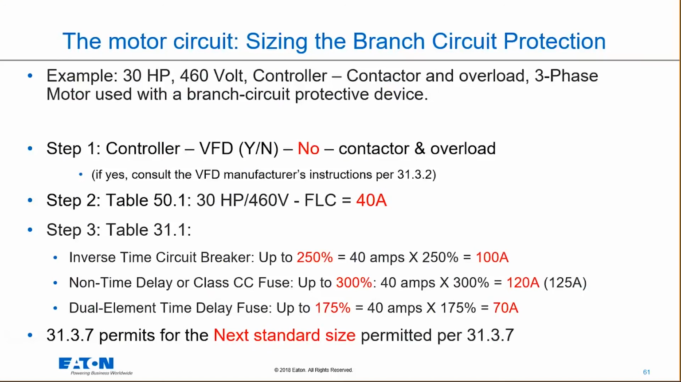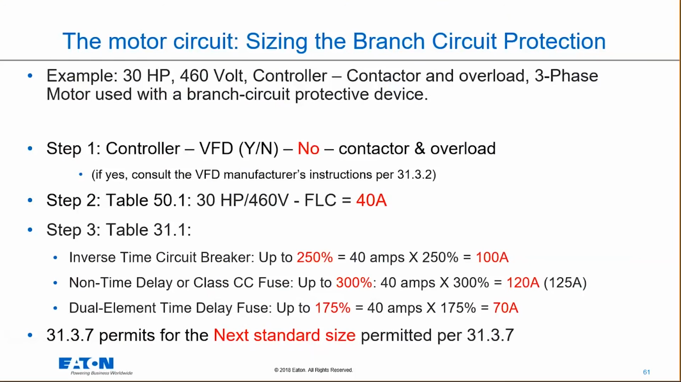If it's a contactor and overload, we use the tables that we previously described. So now at the 30 horsepower, 460 volts, my full load current is 40 amps. Under table 31.1, if I'm using a breaker, I'm going to take the 40 amps times 250%. I use a 100 amp breaker. If I'm using a non-time delay or a class CC, I can use up to 300%. So now I've got 40 amps times 300%. That gives me a 120 amp fuse. And then finally, if I'm using a dual element time delay fuse up to 175%, all of a sudden I can have 40 times 175 as a 70 amp fuse.